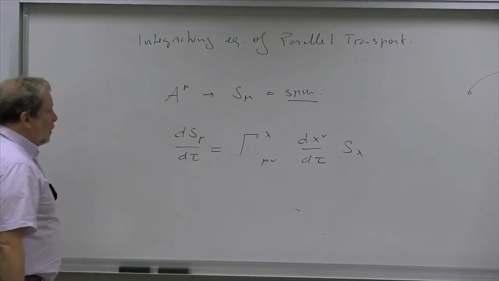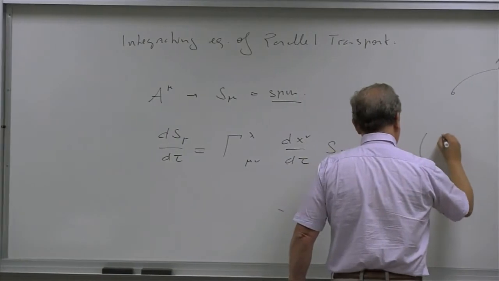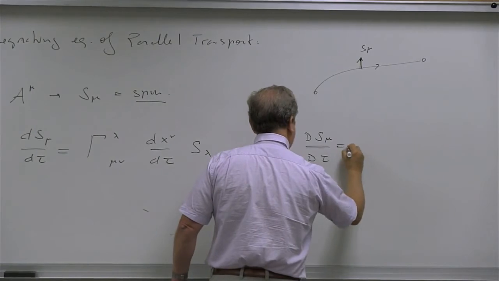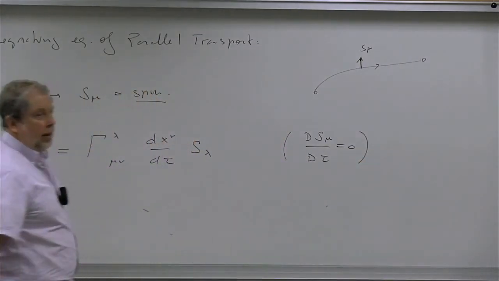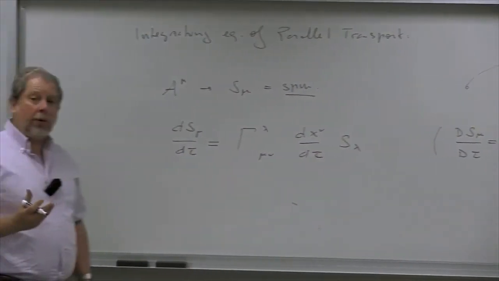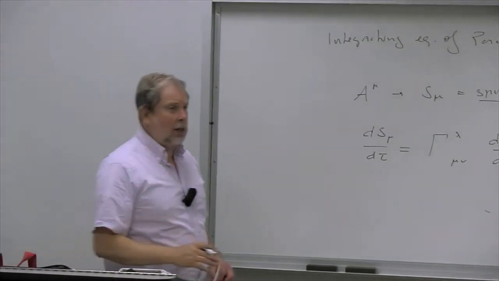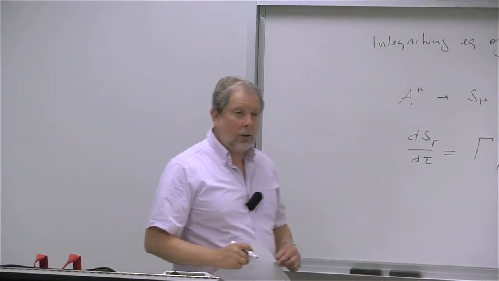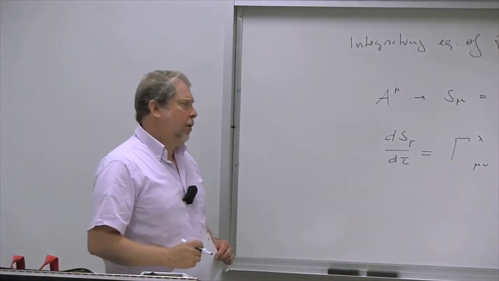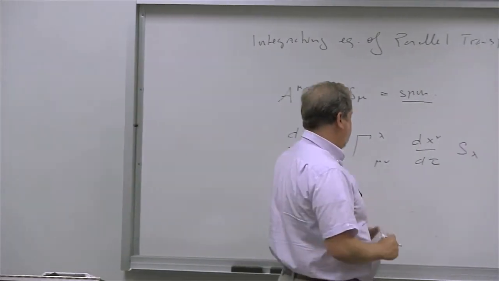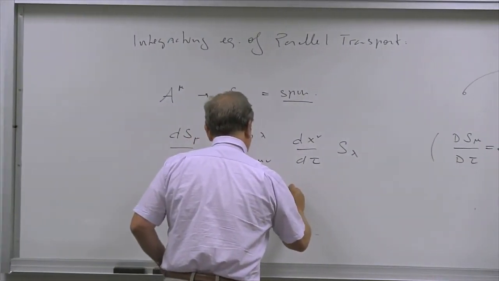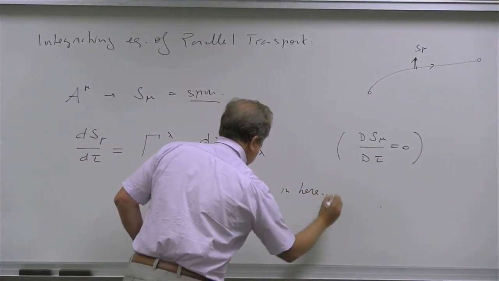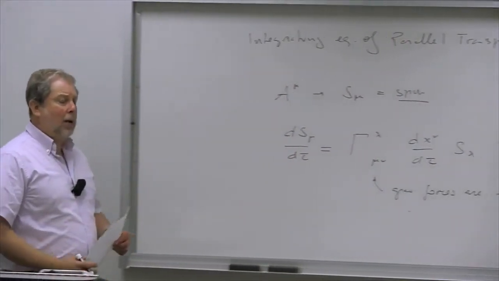So this is the equation for parallel transport, which says that the covariant derivative of S is equal to 0. In other words, the spin does not rotate in an inertial frame that is attached to the particle, because there are supposed to be no forces acting on the spin except gravitational ones. And the gravitational forces are hidden in that gamma.